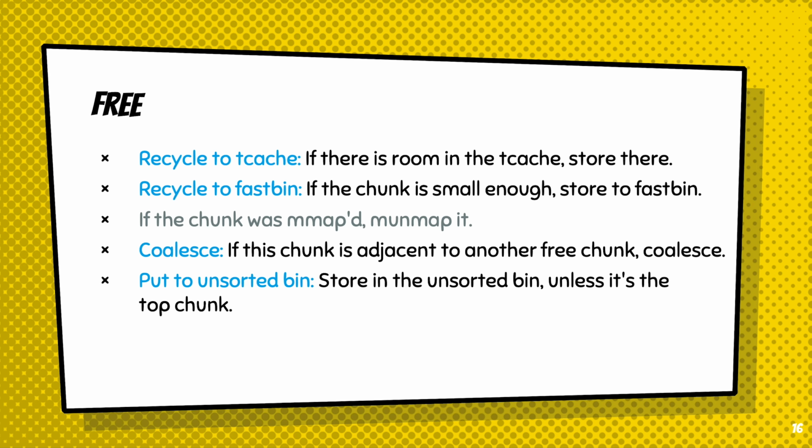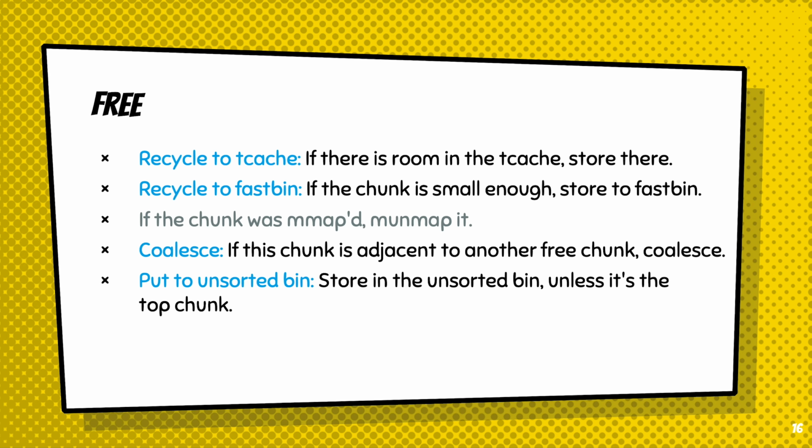And if there's no space in T-cache, then it's going to recycle to fast bin. Fast bin is the second tier, or the second prioritized option for the freed chunk. If the chunk is small enough, it will be stored into a fast bin. Also keep in mind that there are only 7 fast bins for x64 by default, with sizes from hex 20 to hex 80.